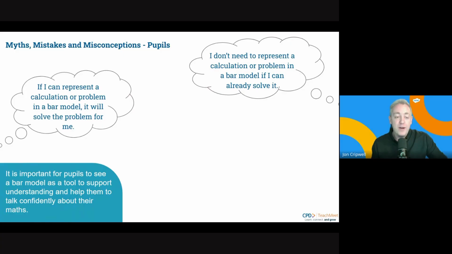If I can represent a calculation or problem in a bar model, it will solve the problem for me. That's another key misconception, not just for pupils, I think sometimes for adults as well, working with children. We sometimes come to see concrete manipulatives and pictorial representations as a method for solving maths problems, but they're not actually a method at all. Certainly they shouldn't be one, and if we rely on them to be a method, then they will end up being a crutch that children have to rely on.